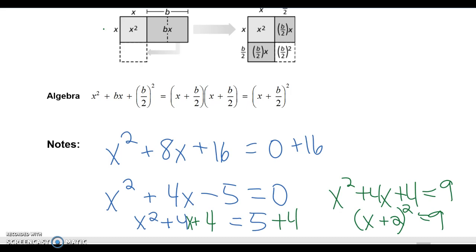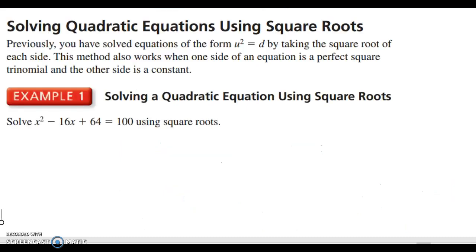Now let's take a look at your example in your notes. So now we're looking at a quadratic equation and it says solve using square roots. But we don't see just x squared over here. There's an x term, so normally we wouldn't do it this way. But because 64 is a perfect square, we can rewrite the left-hand side as x minus the square root of 64, 8, all squared, equals 100.